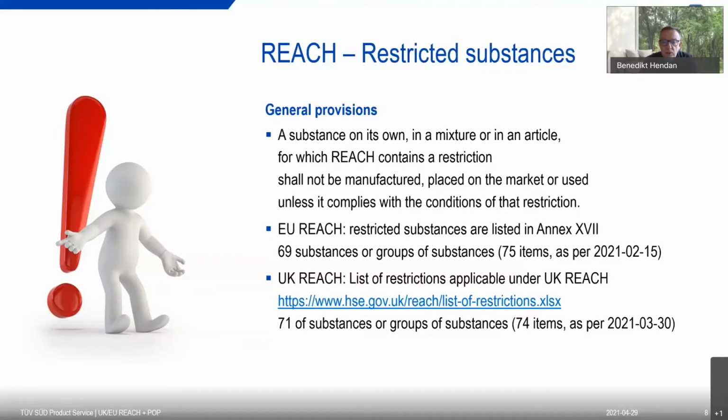And also UK REACH has taken over Annex 17 completely, as per the status of the 31st of December last year. So UK REACH also has a list of restricted substances, which you can find if you follow this link. But if you have a look into the UK REACH restricted substances list, you will see that only 74 items are available as per the 30th of March this year. This is the date when the list was last updated. And the EU list contains 71 substances or substance groups that are restricted. So there is already a difference, and of course the difference will become greater.